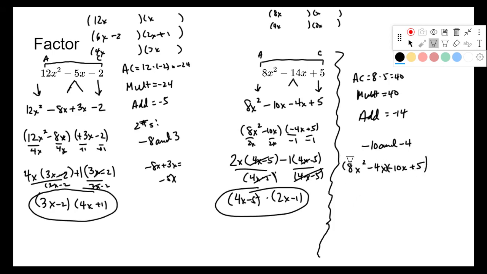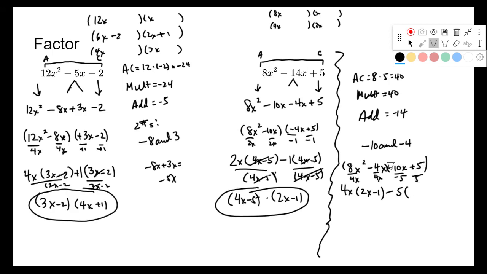My GCF here between 8x squared and 4x would be a 4, and the x would leave me with 8 divided by 4 is 2. There'll be 1 power of x left. Negative 4 over 4 is negative 1, and the x's knock each other out. The next GCF is going to be negative because it's in the front. Between 10 and 5 is 5, and you got an x there, no x there. So I'm going to divide both of these by negative 5.